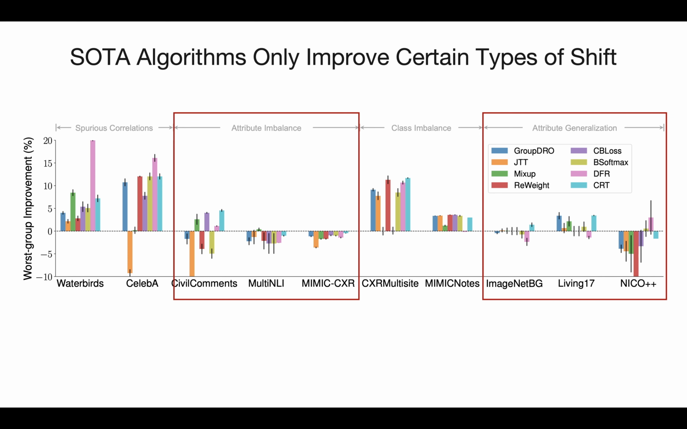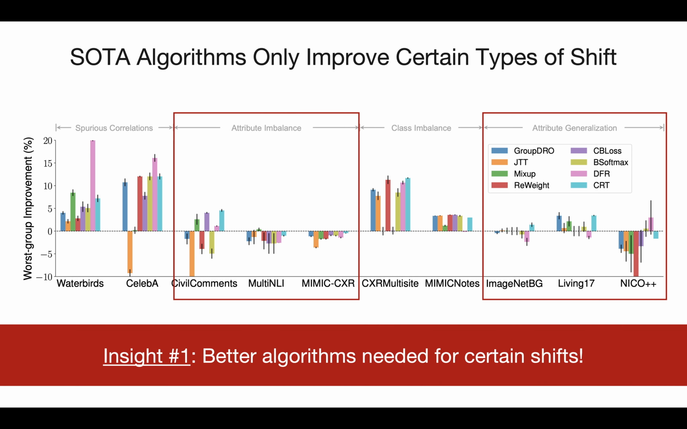In addition, the performance becomes even worse for attribute generalization. These findings stress that current advances are only made for specific shifts, while no progress has been made for the more challenging shifts such as AG.